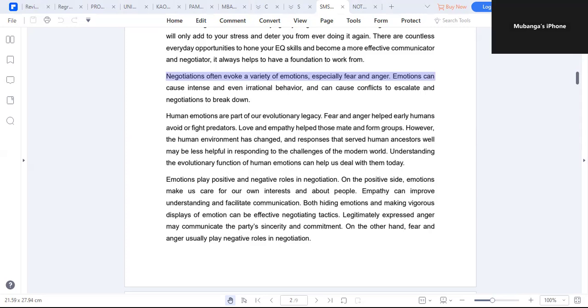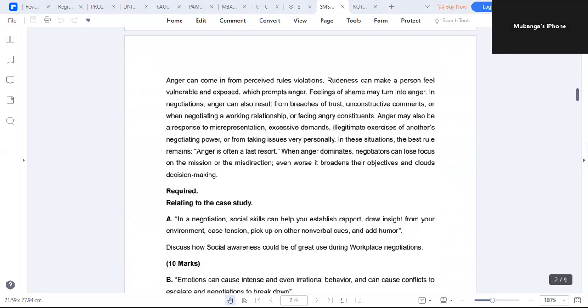On the other hand, fear and anger usually play negative roles in negotiation. Anger can come from perceived rule violations. Rudeness can make a person feel vulnerable and exposed, which prompts anger. Feelings of shame may turn into anger in negotiations. Anger can also result from breaches of trust and constructive comments when negotiating a working relationship or facing angry constituents. Anger may also be a response to misinterpretation, excessive demands, illegitimate exercises of another negotiating power, or taking issues personally.